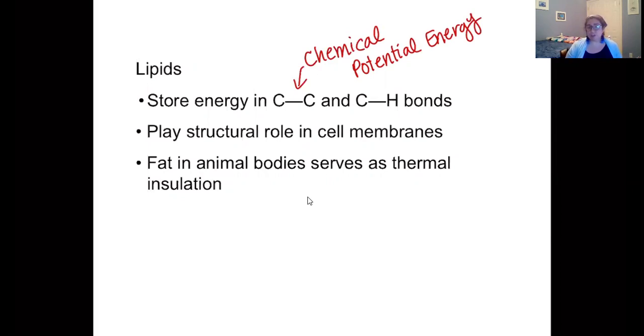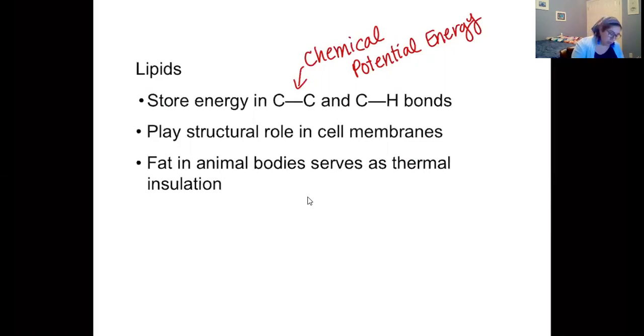They also play a very critical role in the structure of cell membranes. Those are called phospholipids, and we'll talk about those more in depth a little bit and then in greater depth in Unit 2. They also have the function that fat in animal bodies serves as thermal insulation. You can also say that waxes will form a protective cuticle surface on plants to prevent too much water loss.